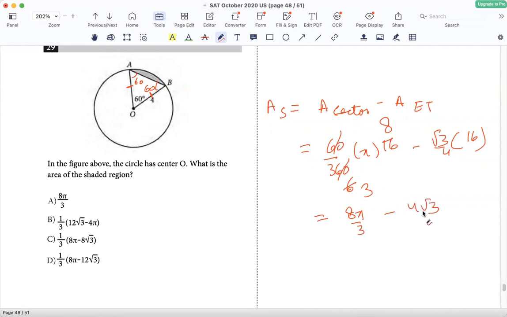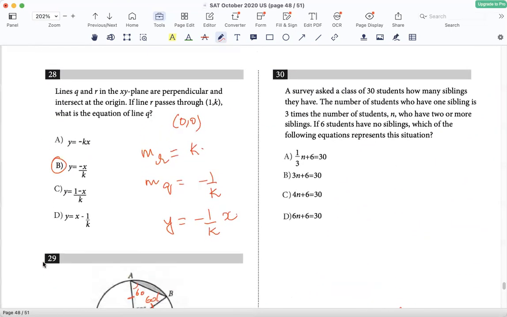Okay, let me take 1 by 3 common. So 8 pi minus 12 root 3. Because if I take 1 by 3 common, because the options are framed like that, then this 4 root 3 inside the bracket will become 12 because 12 by 3 is 4. So 1 by 3 times (8 pi minus 12 root 3), option D.